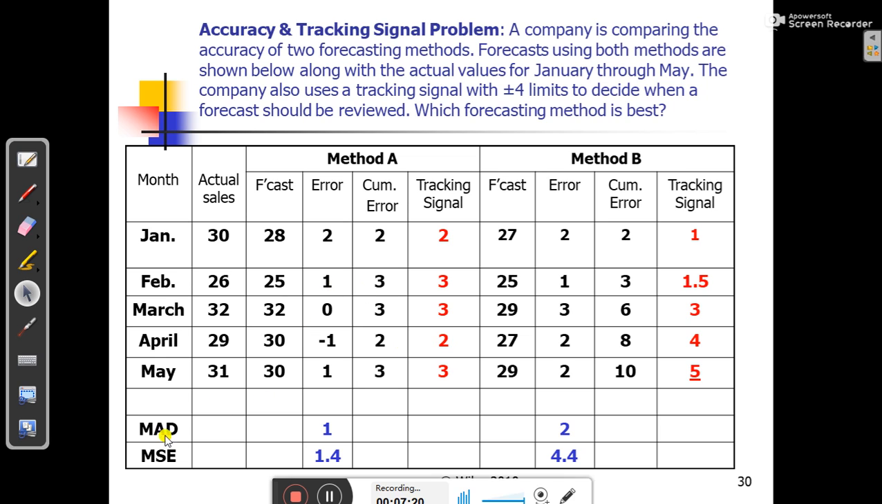So try to fill it up using this equation, this table, to find out which method is better. Here the company also uses tracking signal with ±4 limits to decide when a forecast should be reviewed. Which forecasting method is best? So if the tracking signal goes beyond +4 or -4, then that method will be reviewed.